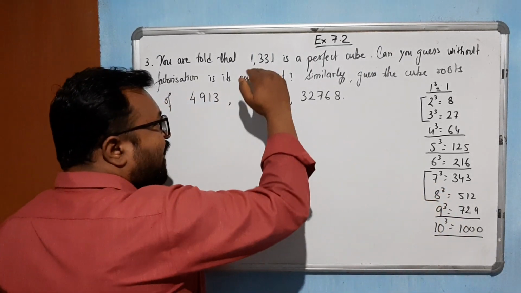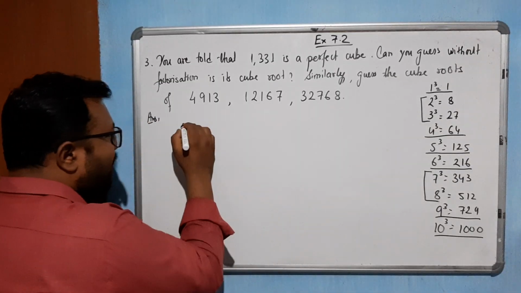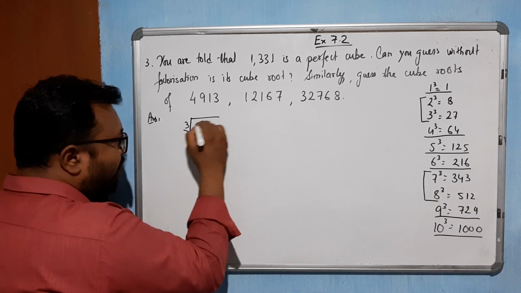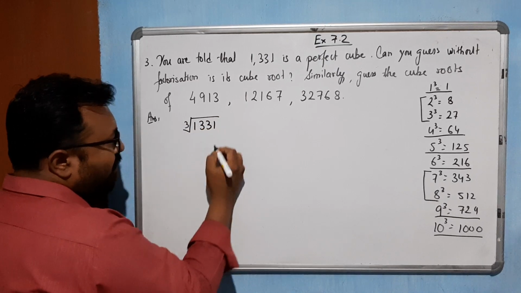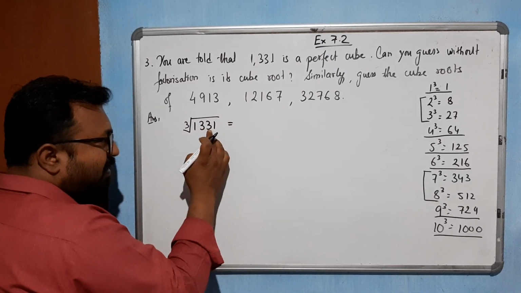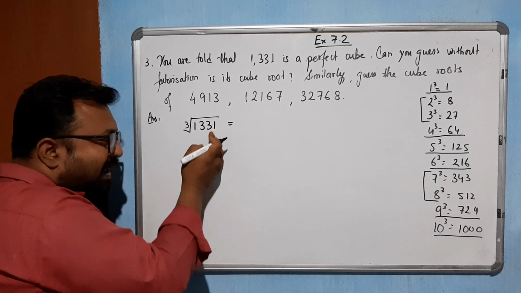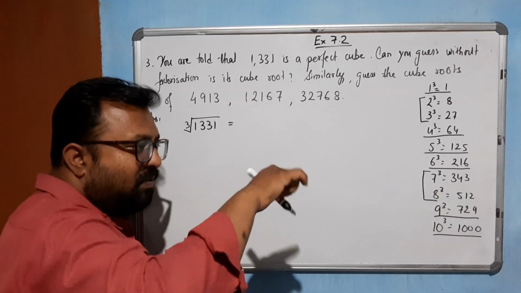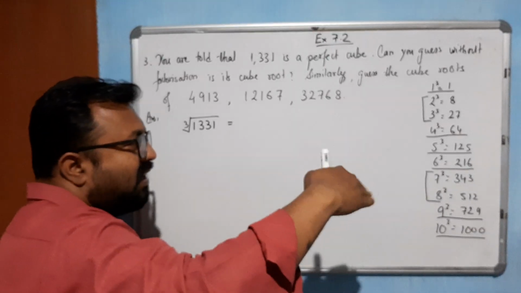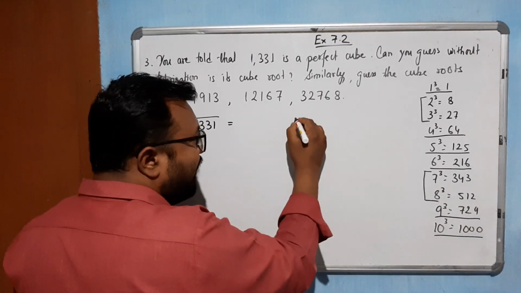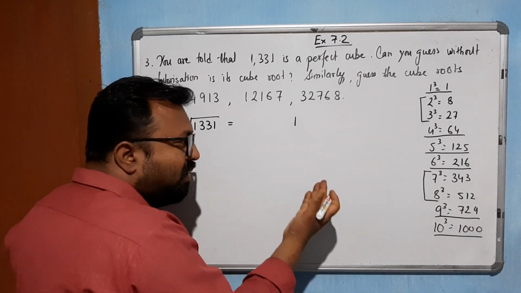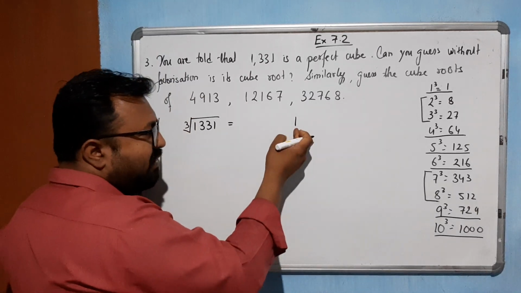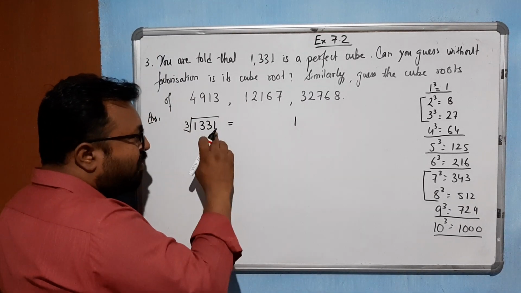So now let's try for this one. See here, the cube root of 1331. I told you now, if a number has 1 as a unit digit and you make it a cube, the result will also have 1 as a unit digit. If you take a cube root, then also the number will have 1 as a unit digit. So for cube root, 1 is having 1.